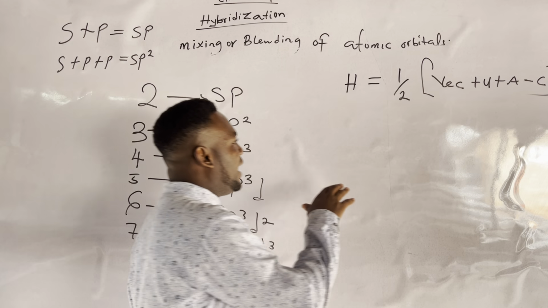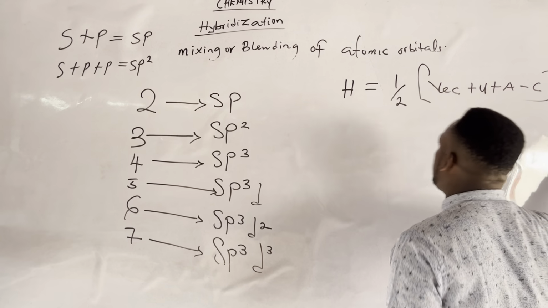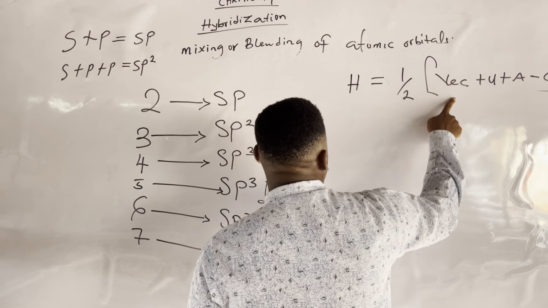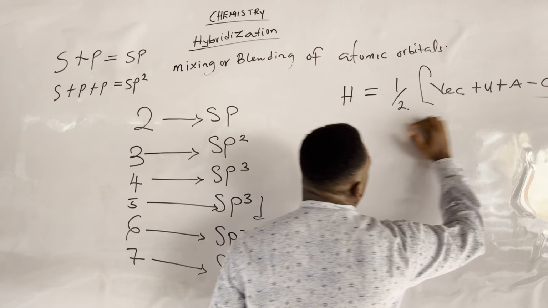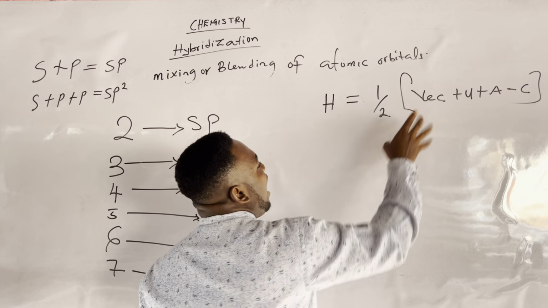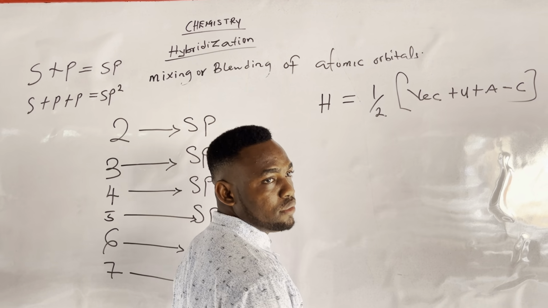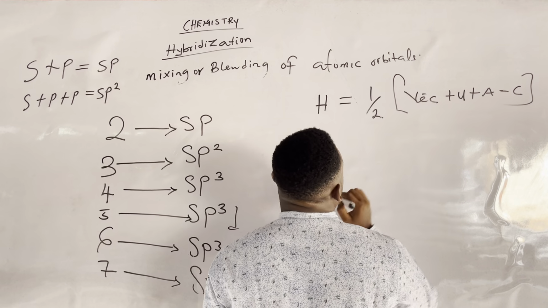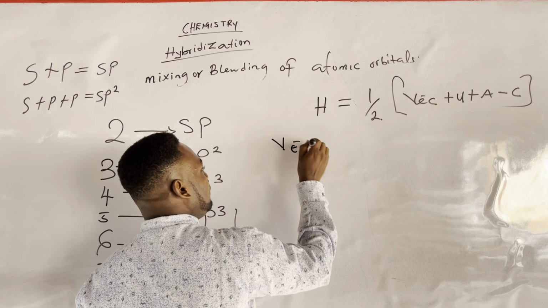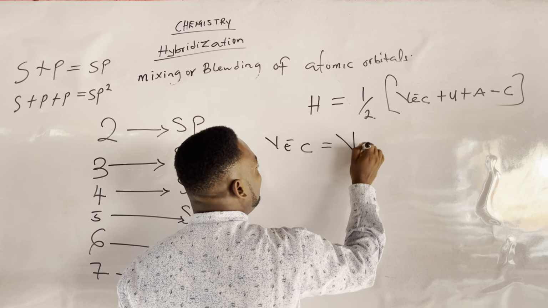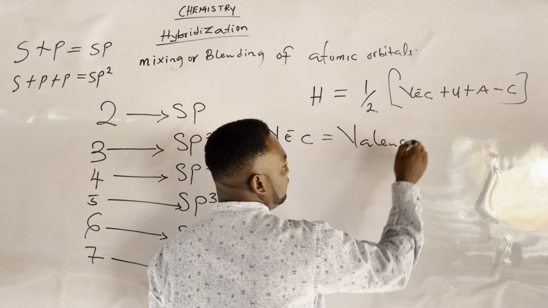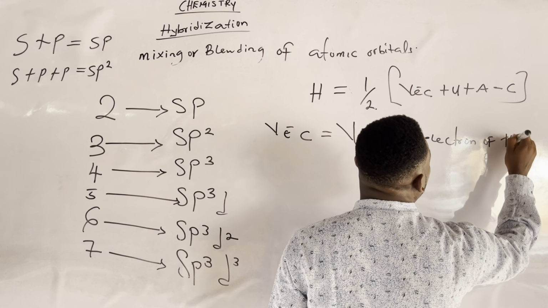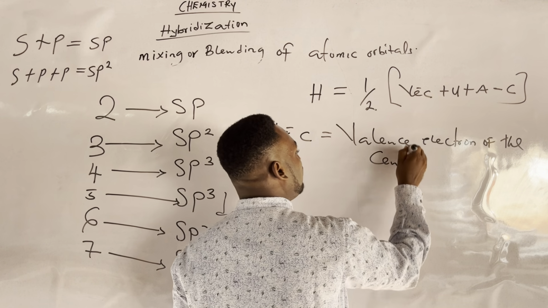Then the next thing I need to tell you is, I need to explain the parameters that are in this formula now. So from our formula, half is half. It then means that half is multiplying everything here, or everything here is divided by 2. That's how we do it. So what is VEC? VEC stands for what, class? Valence electron. Valence electron of the central atom. Of the central atom.